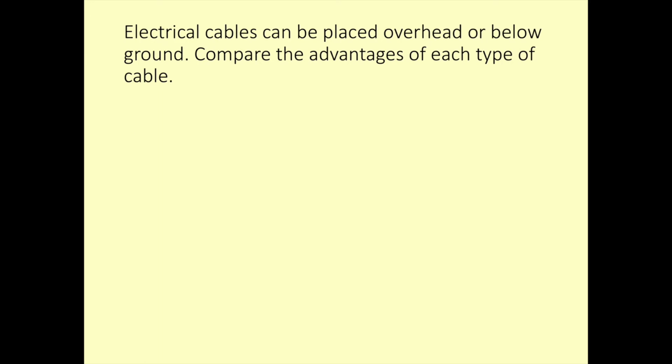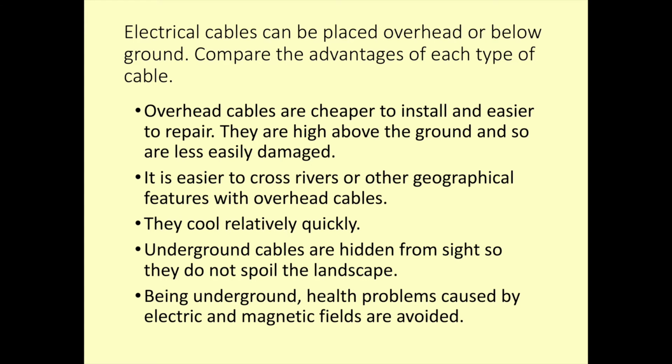Our electrical cables are overhead or overground. So there are advantages of each type of cable. So our overhead ones are cheaper and easier to repair. As they're high above the ground, they're less easily damaged. It's easier to cross geographical features such as rivers with these overhead cables. They will also cool relatively quickly. However, underground cables are hidden from sight, so they're not going to be spoiling the landscape. And also we can avoid any potential health problems caused by electric and magnetic fields.